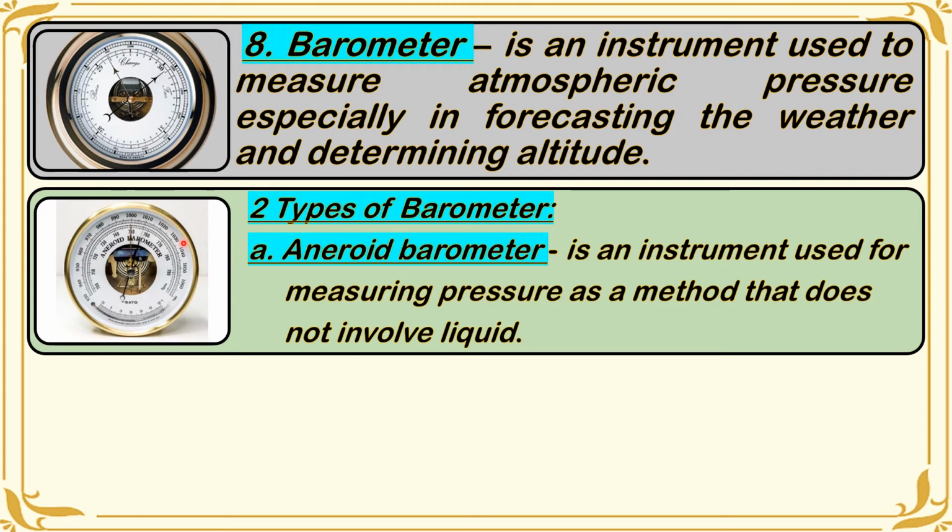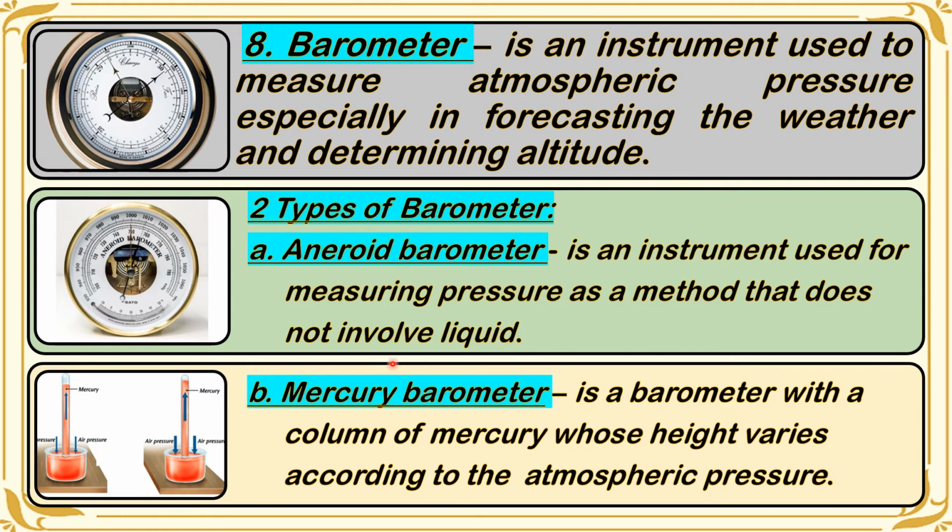So the first one is aneroid barometer, and this is how it looks like. It is an instrument used for measuring pressure as a method that does not involve liquid. And the second type of barometer is mercury barometer. It is a barometer with a column of mercury whose height varies according to the atmospheric pressure.